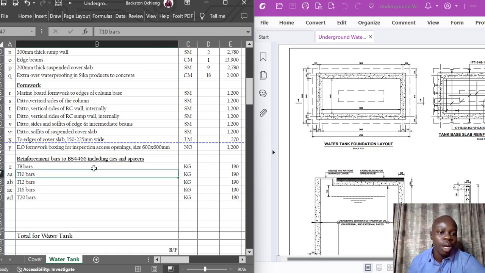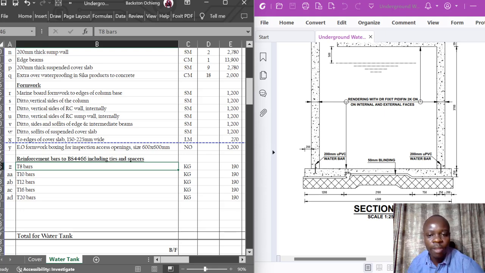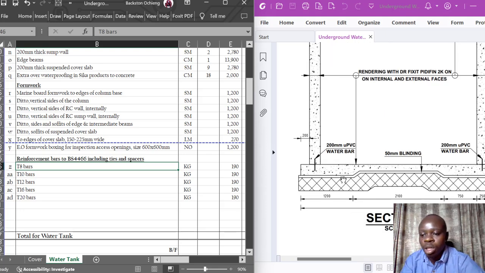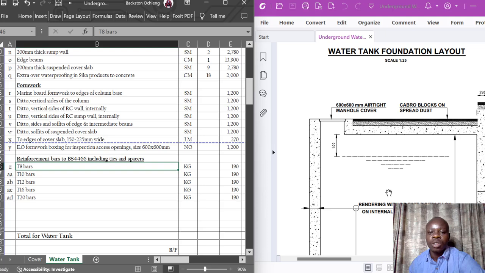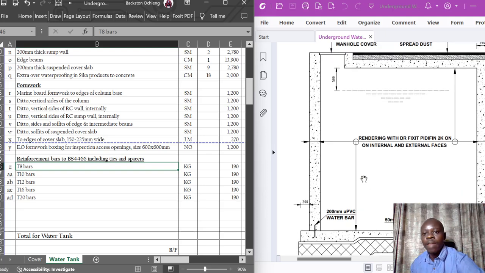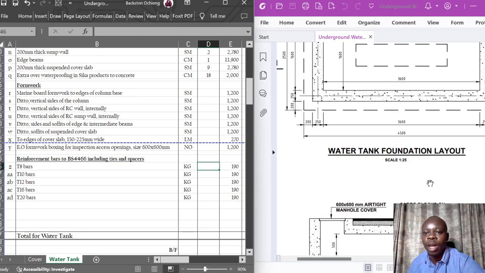There are various elements that we are dealing with for this particular underground tank. These elements include the concrete footing, which is the part where the cursor is located at the moment, and then the entire one at the bottom, which is the concrete base slab. From the concrete base slab, you go to the wall, and then the cover slab. So we need to get the kgs of reinforcement bars in those respective elements.